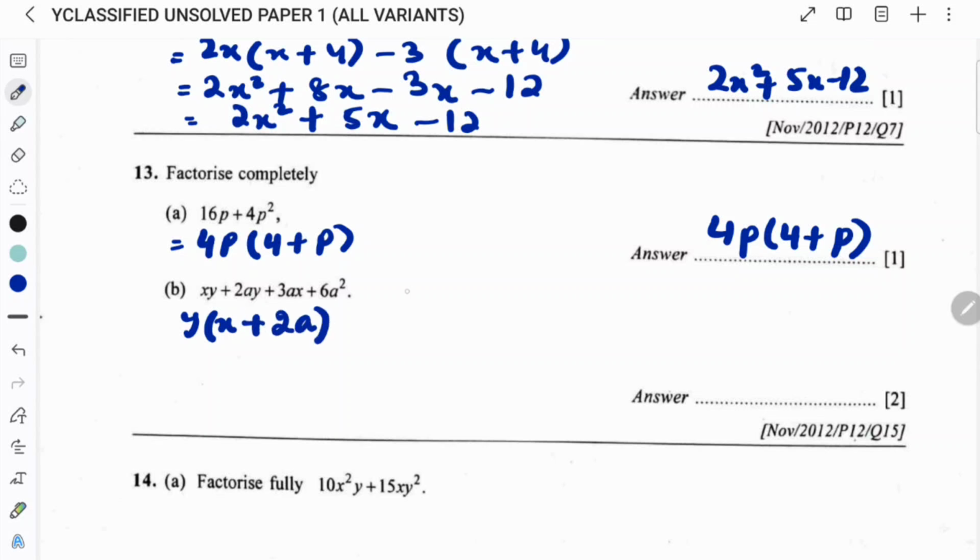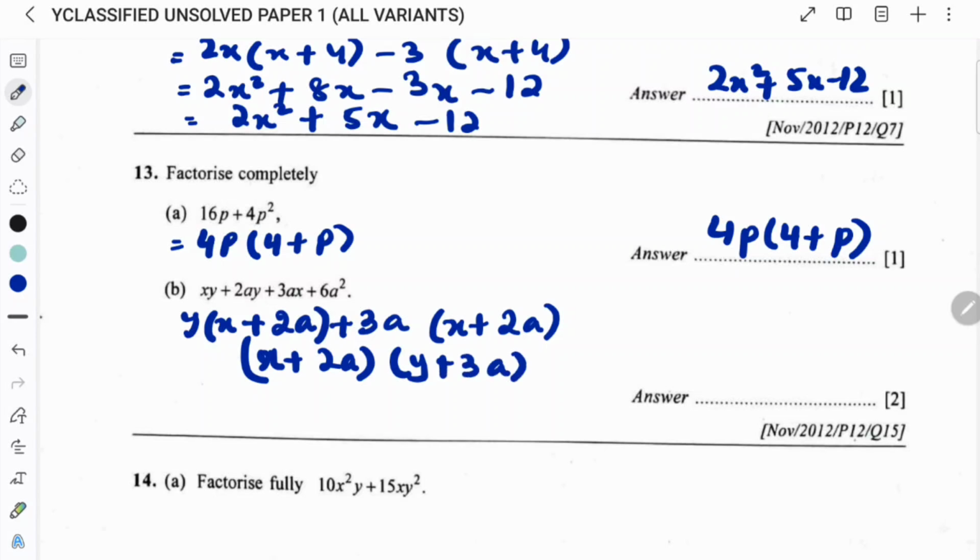y common. Okay. Now you are having plus 3a common. Whenever you take 3 common, then it's again x plus 2a, then y plus 3a. x plus 2a times y plus 3a is your answer. x plus 2a and y plus 3a.